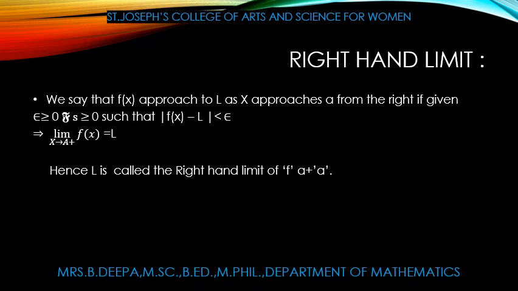Next one is right hand limit. We say that f of x approaches L as x approaches a from the right if, given epsilon greater than 0, there exists delta greater than 0 such that modulus of f of x minus L is less than epsilon, that implies limit x tends to a plus f of x equal to L. Hence L is called the right hand limit of f at a.